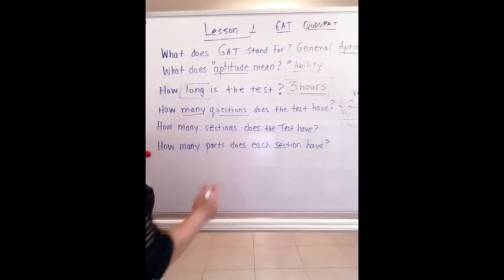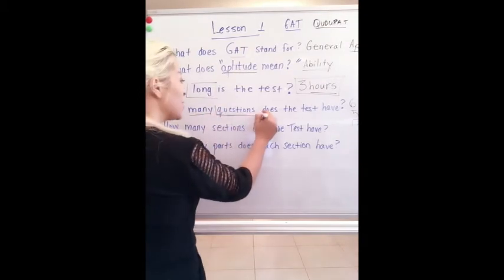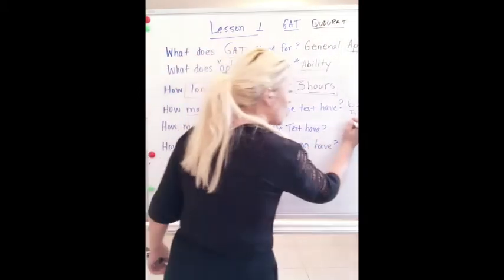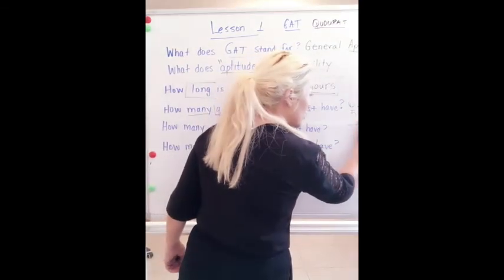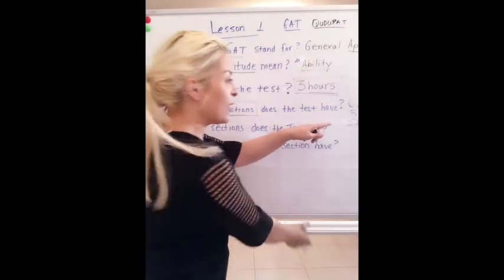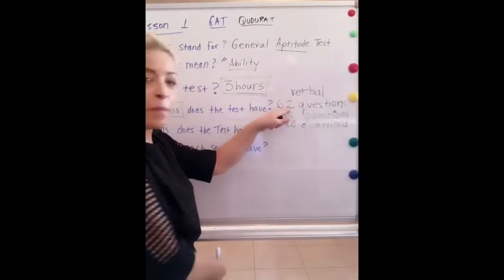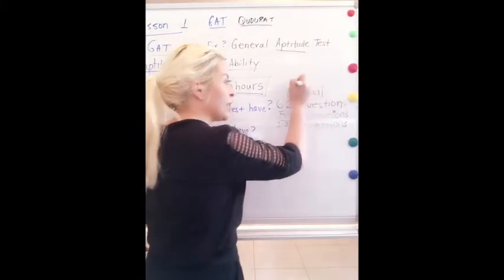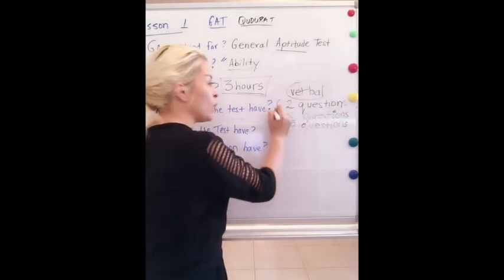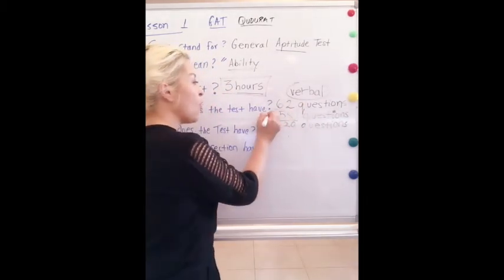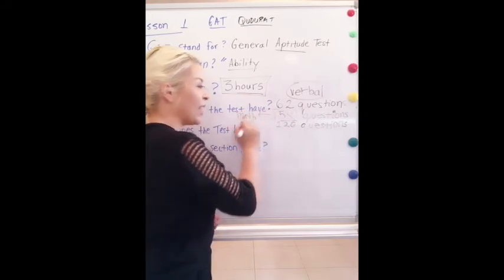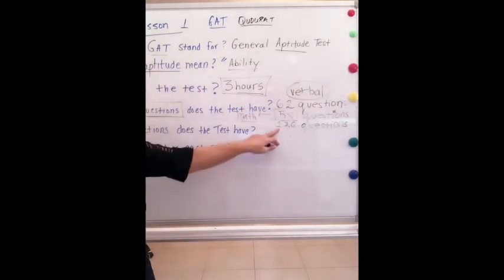And how many questions does the test have? The test has 120 questions. 62 questions for the verbal, which is the English, and 58 questions for the math. Okay? So it's a total of 120 questions.